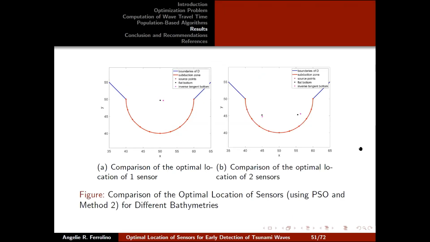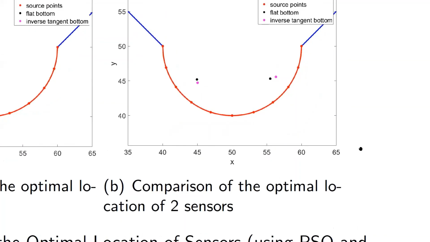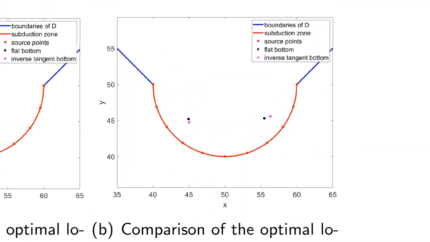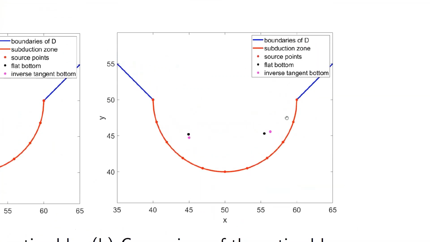We also did the same if we have two sensors. So if we look at the right sensor, the sensor moves upwards and rightwards, and this happens to accommodate the source points on the shallower area.